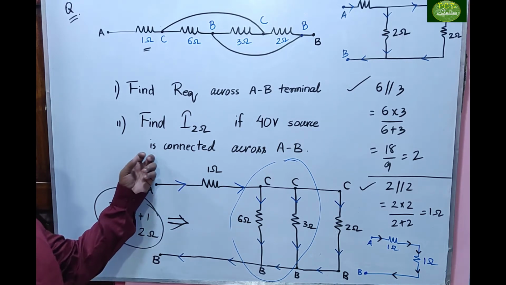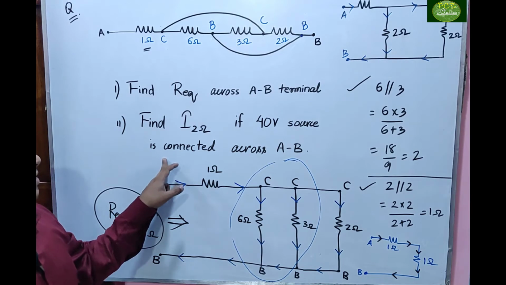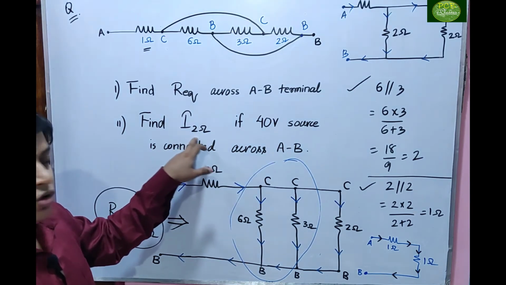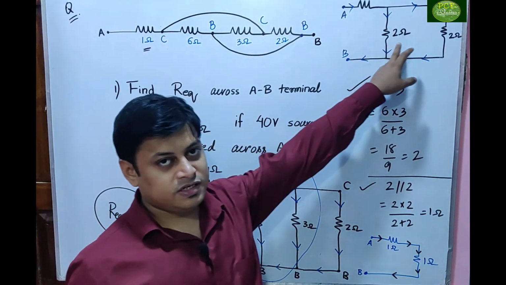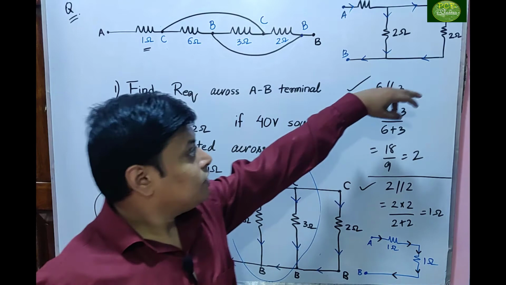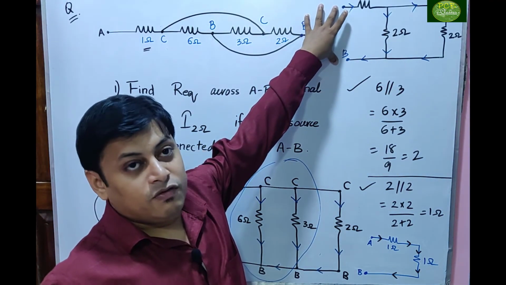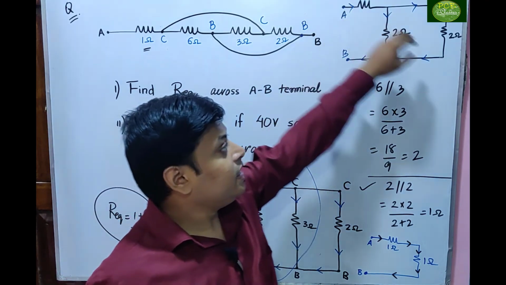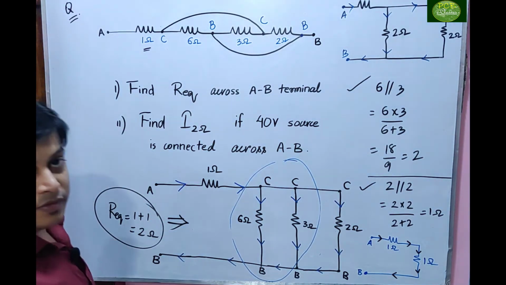Moving to the second bit, what it is saying: if I connect a 40 volt source, then find out the current in 2 ohm. So we will go for the equivalent circuit diagram. This is the equivalent circuit diagram, right? So if I connect it here, a 40 volt source, then what will happen? What will be the current in the 2 ohm? That we will find out. Clear?